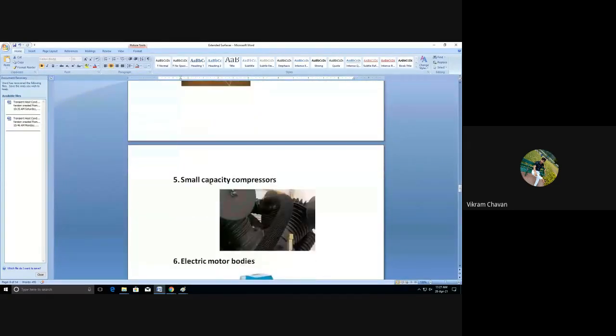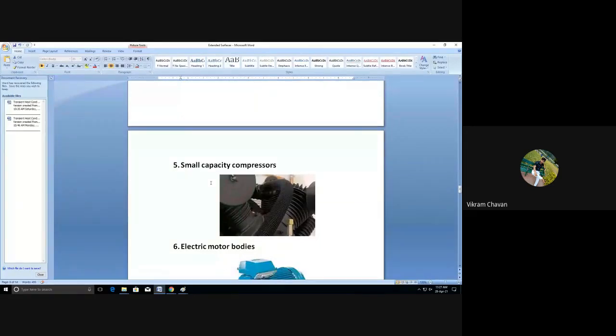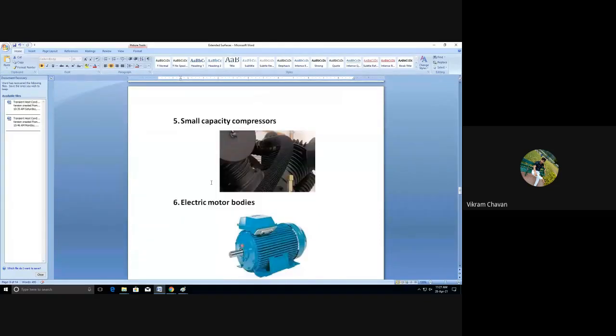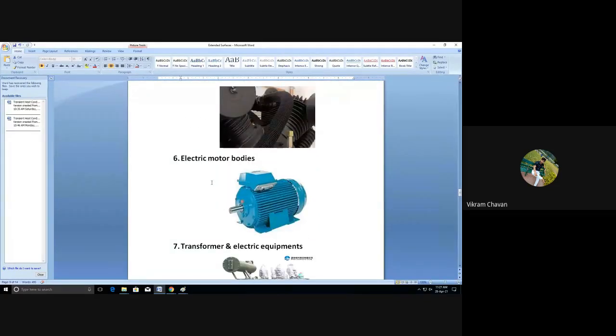Fifth one, small capacity compressors. Sixth one, electric motor bodies.